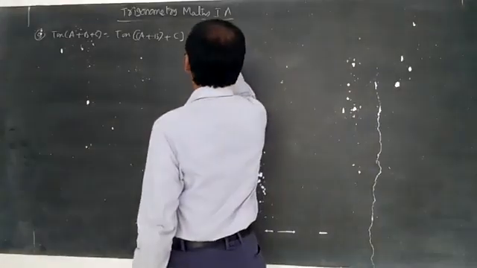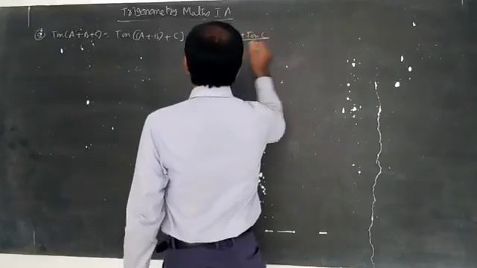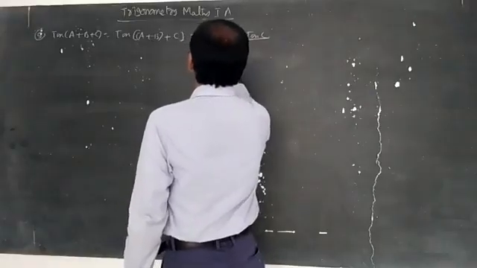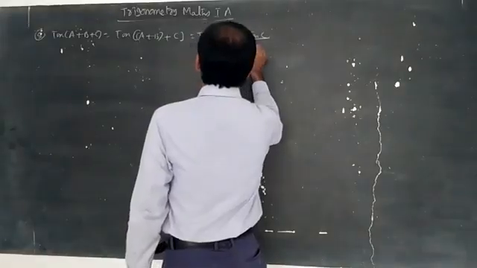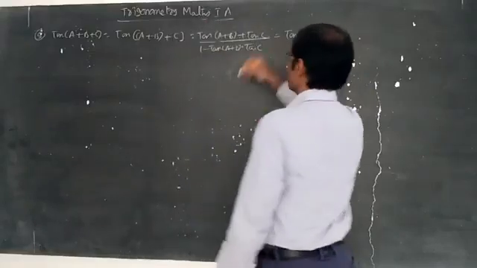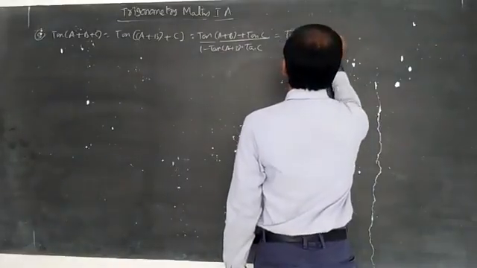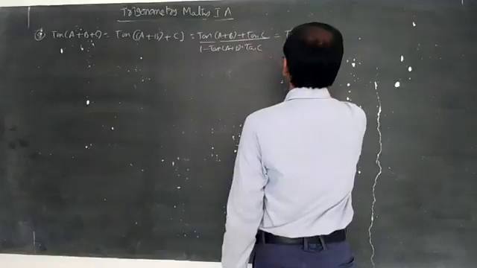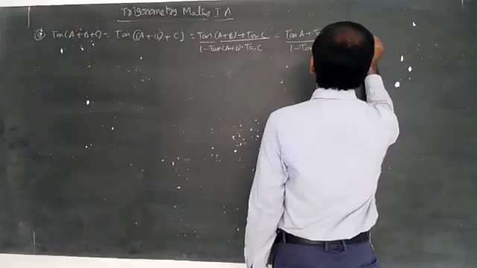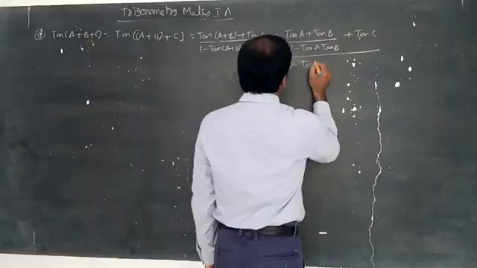So write like this. This is tan of a plus b plus tan c by 1 minus tan of a plus b into tan c. That is equal to, again expand the formula tan of a plus b. So it is tan a plus tan b by 1 minus tan a tan b, plus tan c, whole by 1 minus of, right, like this.